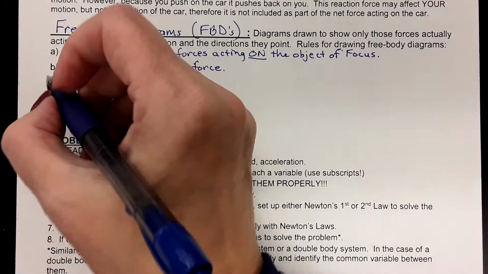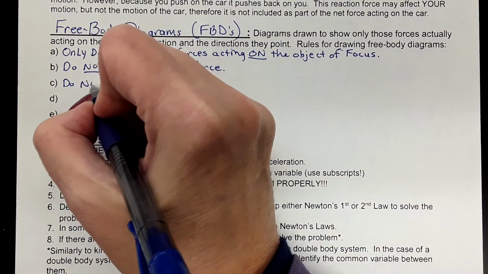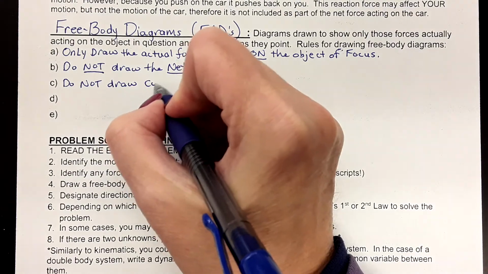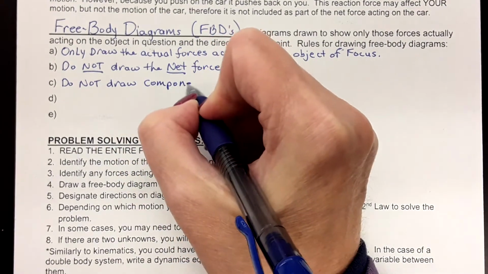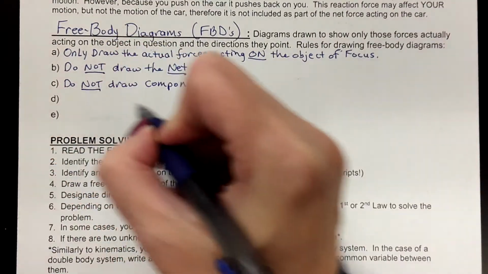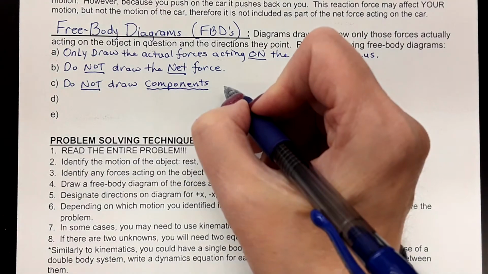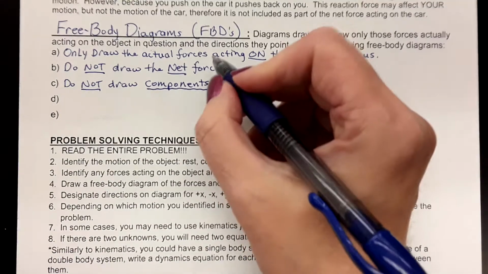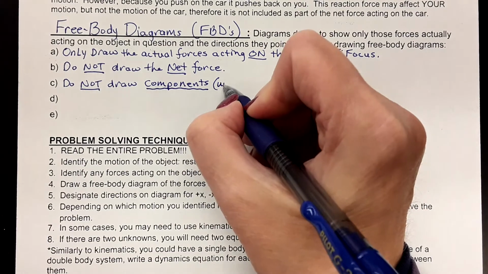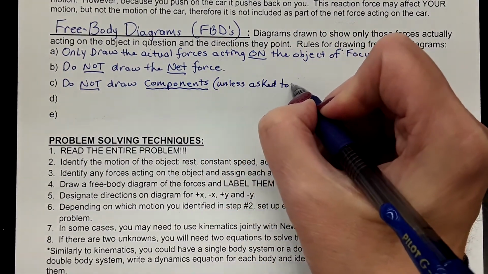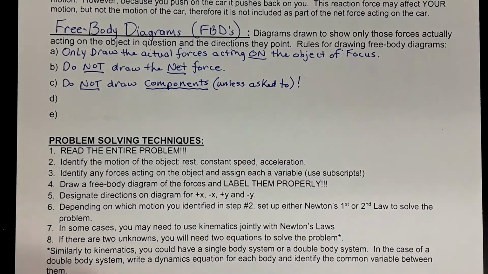Also, we do not draw components unless you're specifically asked to. We do not draw components. If you draw components on the free body diagrams on the exam, they will deduct points for having extraneous force vectors. All right? So never draw components unless asked to do so. Every once in a while, they will ask you to draw components, like maybe for the weight on an incline or something, kind of like what we did with acceleration on an incline.